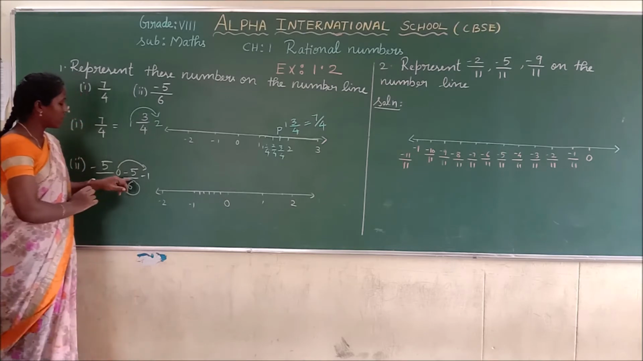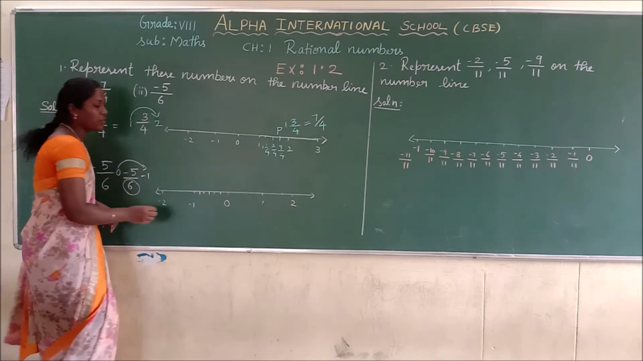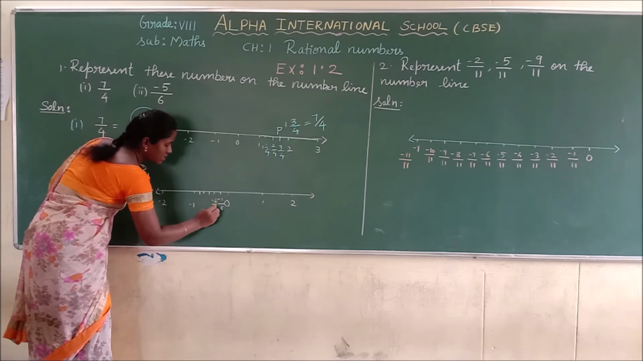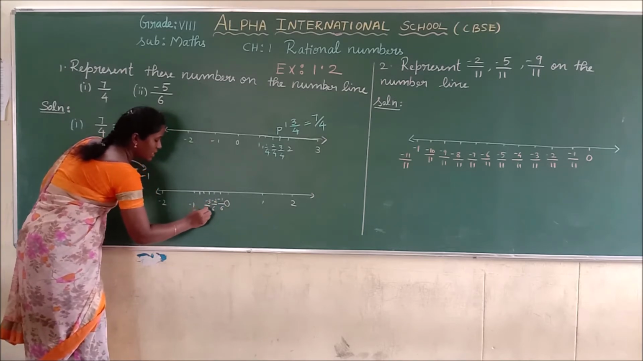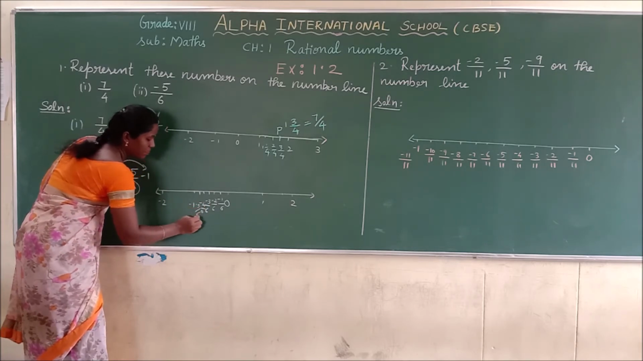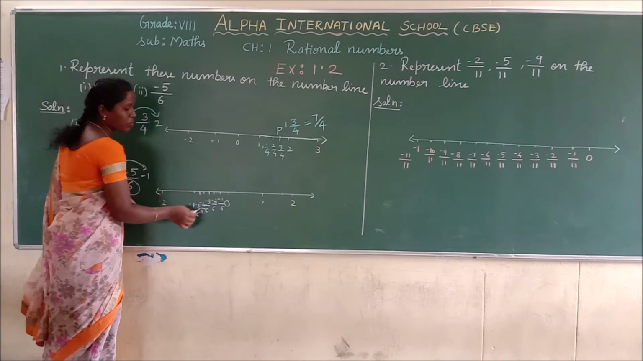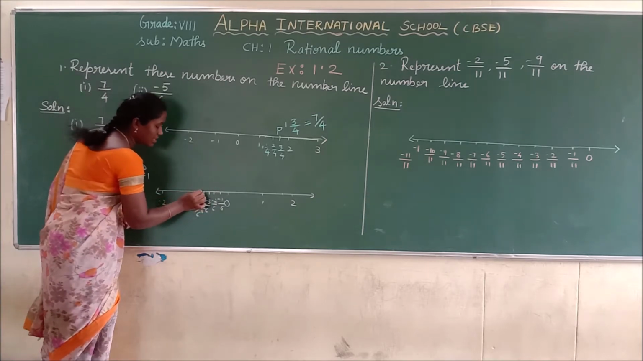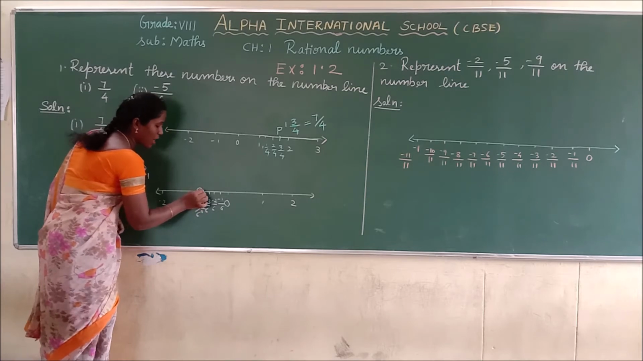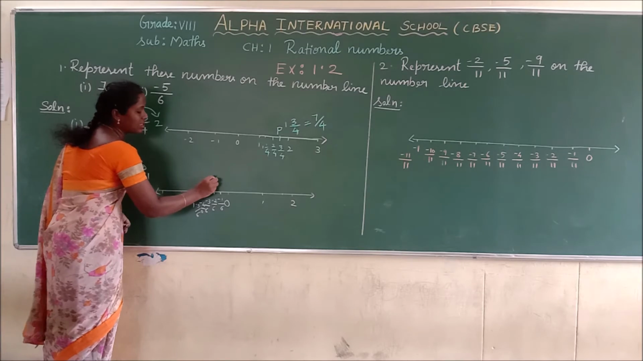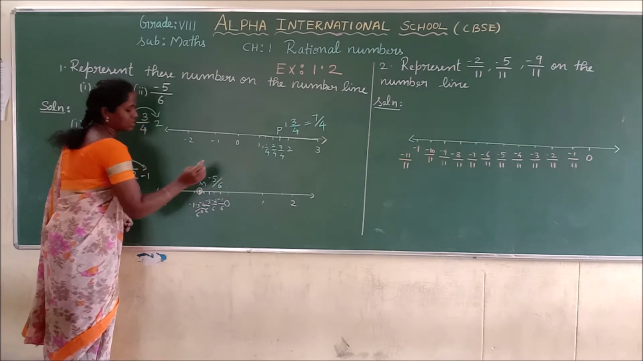Now look at the fraction minus 5 by 6. So start from minus 1 by 6, minus 2 by 6, minus 3 by 6, minus 4 by 6 and minus 5 by 6. Now listen, where is the point minus 5 by 6? It is 1, 2, 3, 4, 5. It is minus 5 by 6. So mark the point with any alphabet name, let us take M, and this is minus 5 by 6.